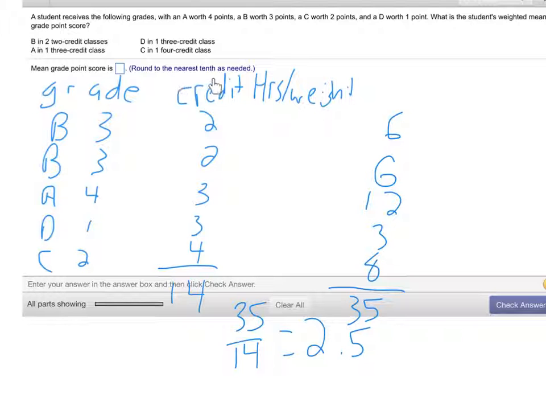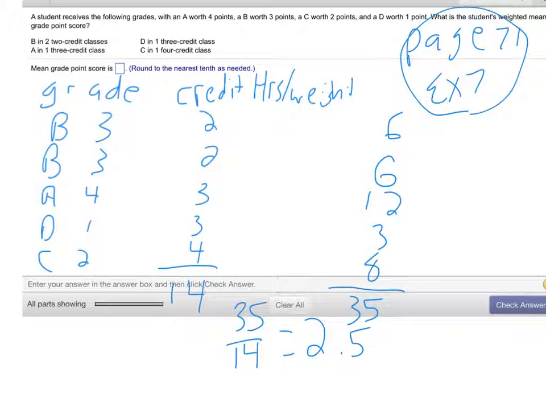It says round to the nearest tenth. You may want to look at the example. It's very similar to example 7 on page 71. So you may want to look at that page and that example, finding a weighted mean. This one's a little bit different, though.